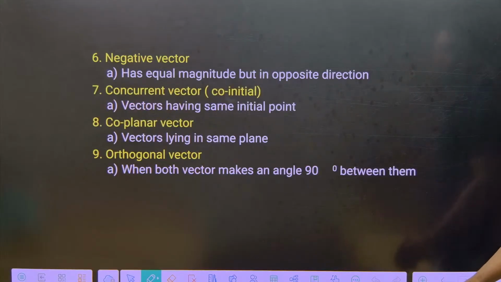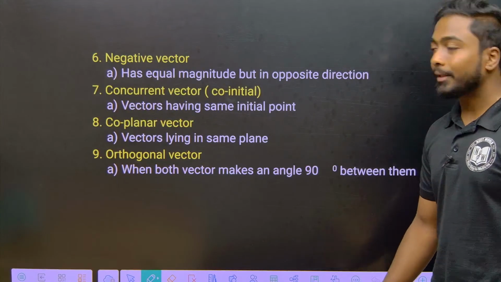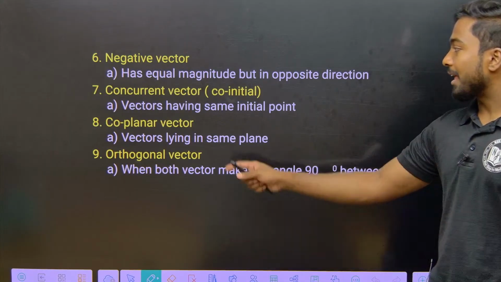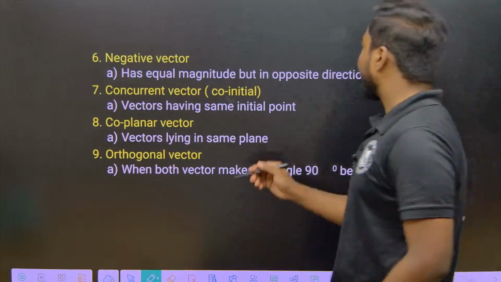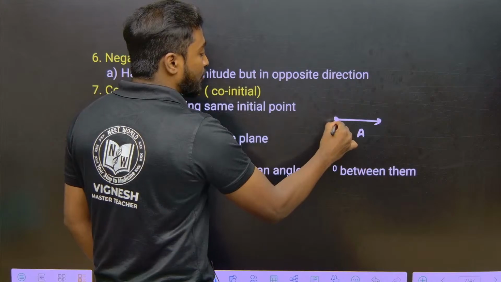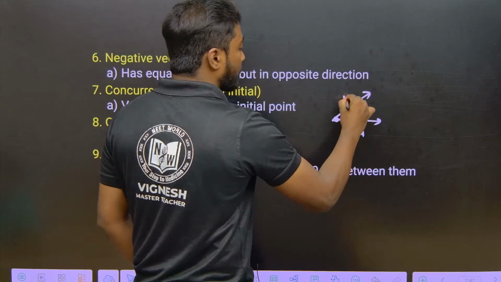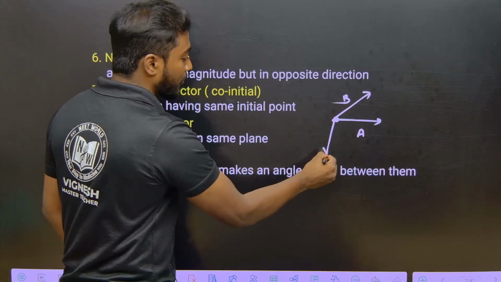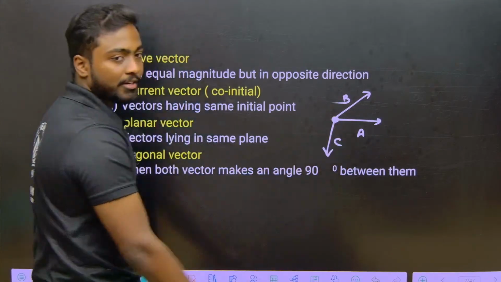Next is negative vector, which has equal magnitude but opposite direction. Next is concurrent vector, which has the same initial point. For example, this is my vector A, and vector B starts from the same initial point. Okay, this is the concurrent vector. If I consider one more vector, vector C, it has the same initial point.